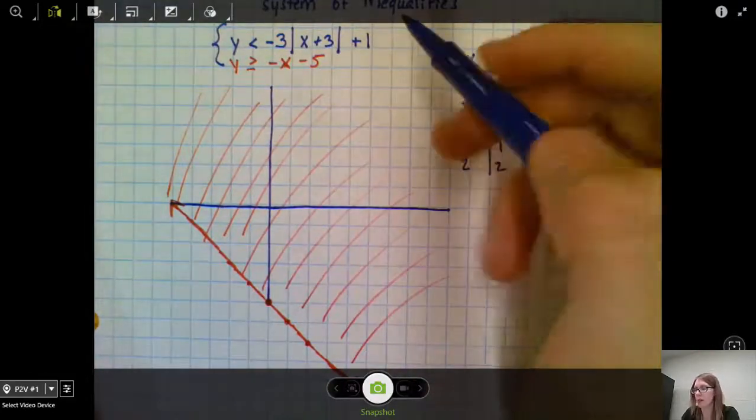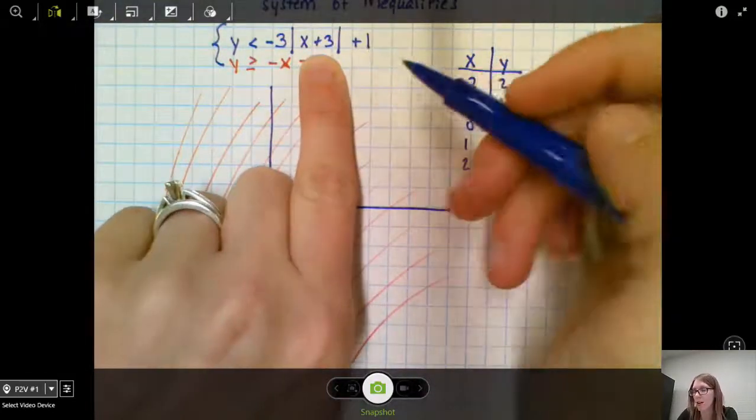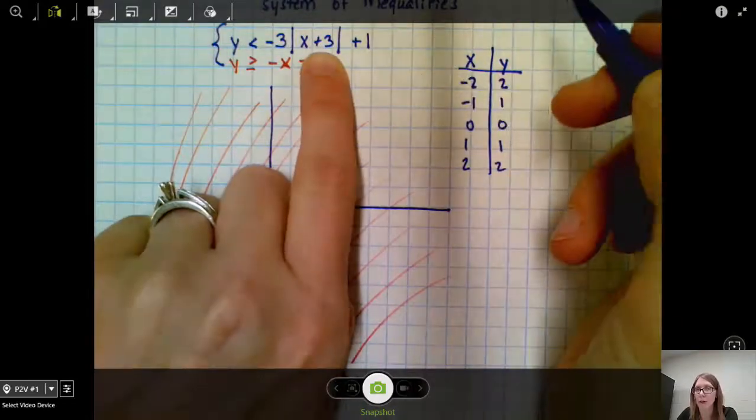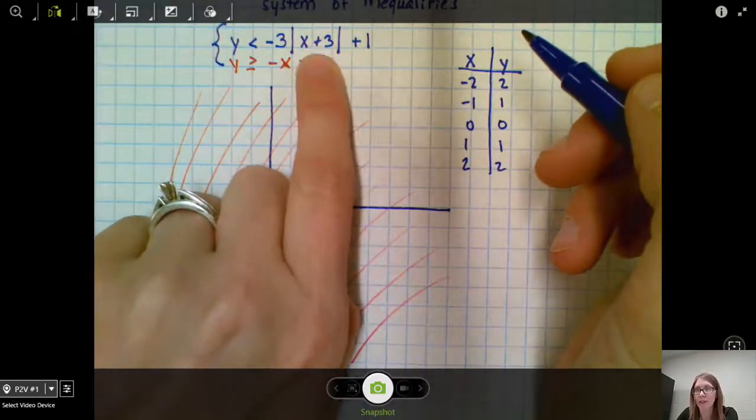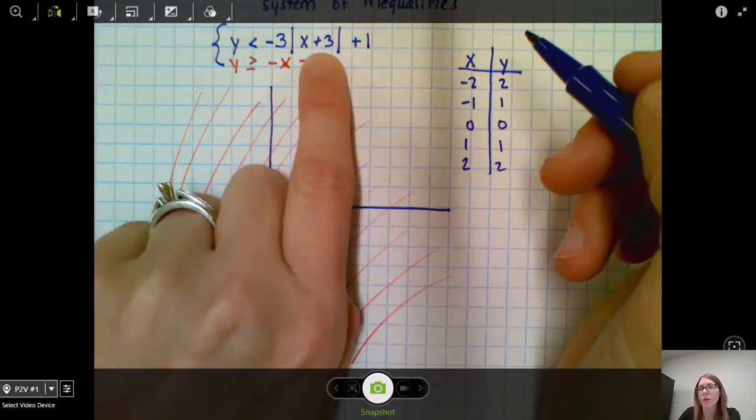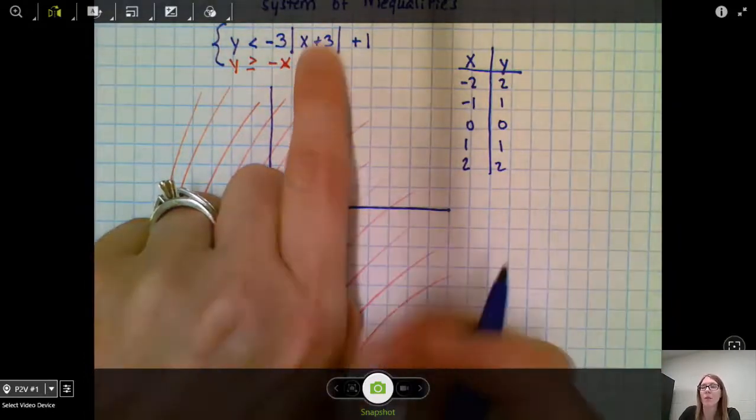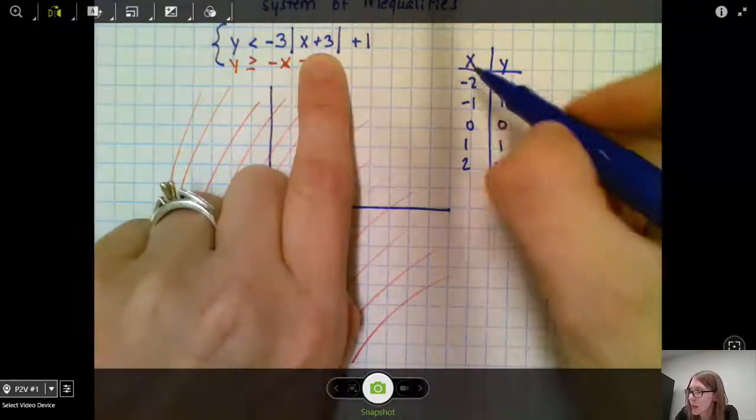Adjust our values accordingly. So remember also that our transformations follow the order of operations. We have to start inside first. This plus 3 is going to move our graph left, which means we have to subtract 3 from each x value.